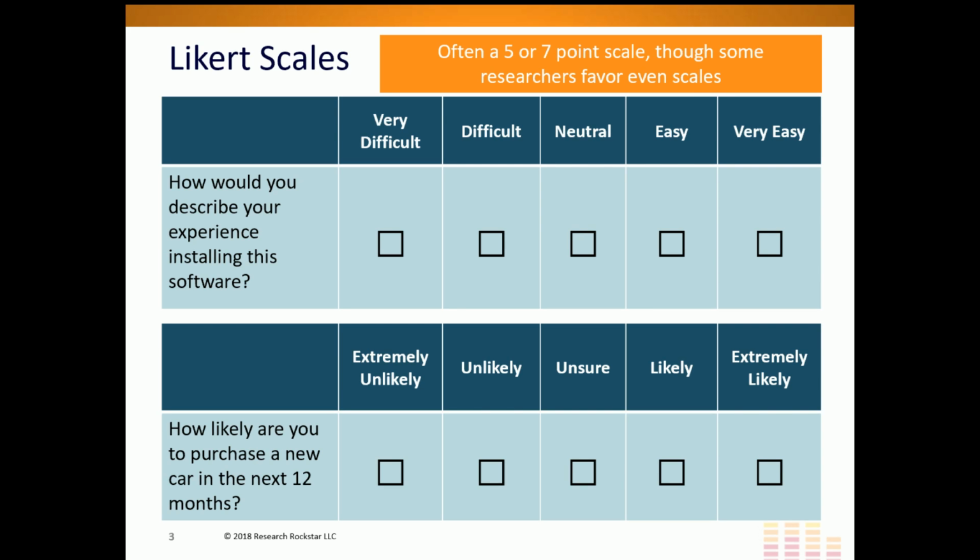Well, some people would say that simply framing it as likely almost implies that the participant should have some likelihood. And clearly that may not be the case. Some people may have absolutely no likelihood to purchase a car in the next 12 months. And so what some researchers will do is they'll reword that. Instead of saying, how likely are you to purchase something, they'll say something like, to what extent are you either likely or unlikely to purchase a new car in the next 12 months?